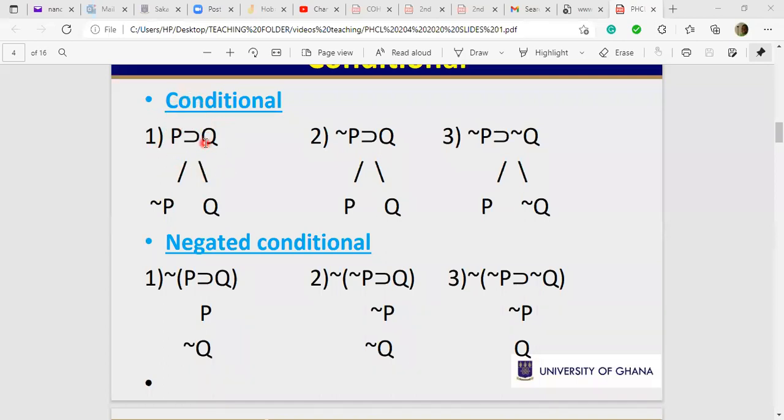Always. The only time it will be false is what? When the antecedent happens, but the consequent doesn't follow. So in other words, when the antecedent is true, but the consequent is false, that's the only time a conditional statement will be false. Now back to our dictionary and our translations.